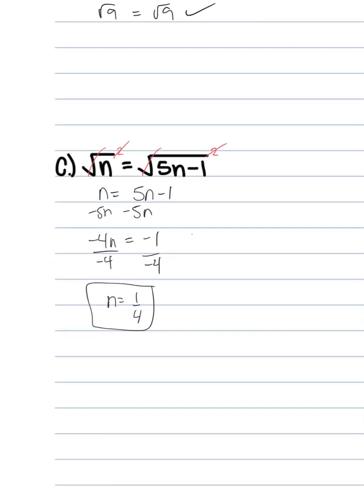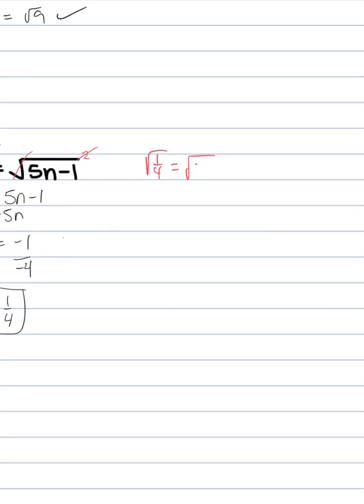And then always plug it back in. So we're going to get the square root of 1/4 equals the square root of 5 times a fourth minus 1.